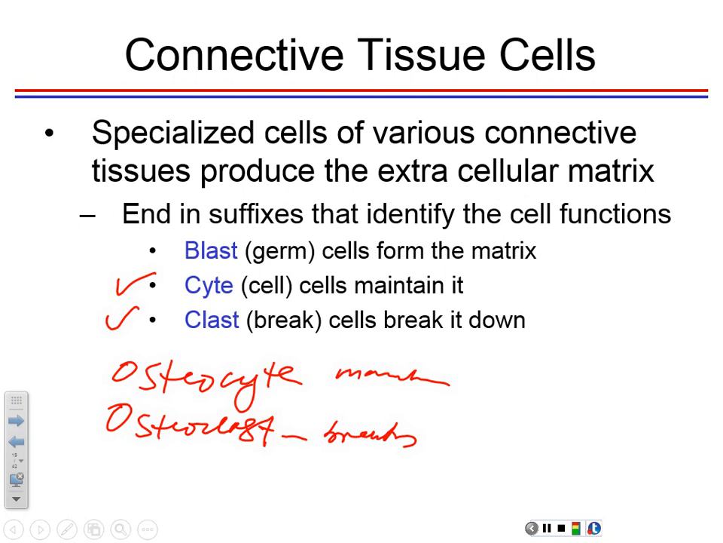And then -blast is a germ cell that forms or produces the matrix, like an osteoblast, for instance. So here I'm just using bone. Osteoblast produces bone, osteoclast breaks down the bone matrix, osteocyte maintains it. So this is just the suffix that's used, and then you stick the prefix on depending on which system you're talking about. Fibroblast makes fiber. All right? So that's that.